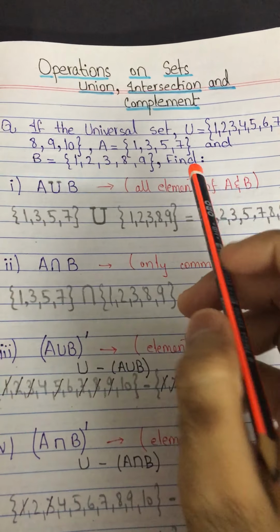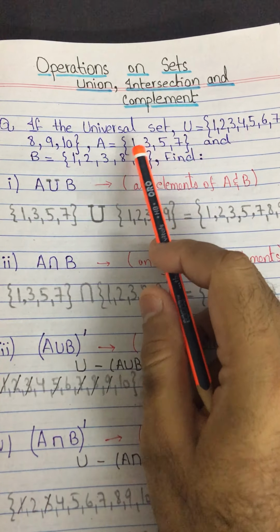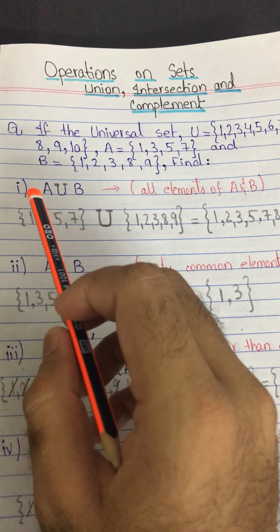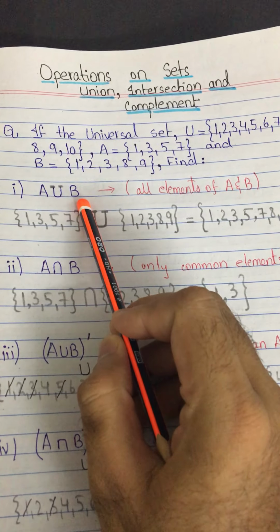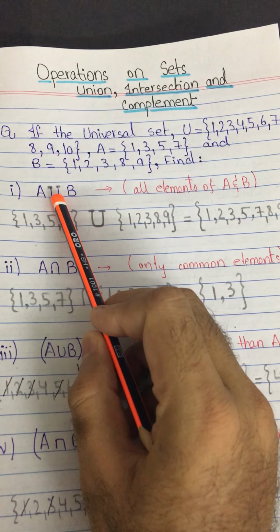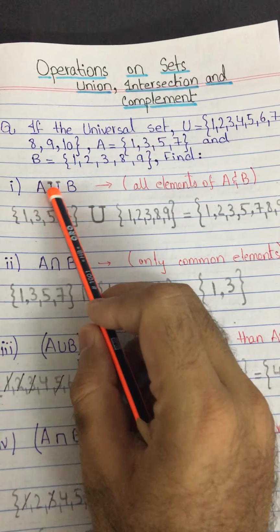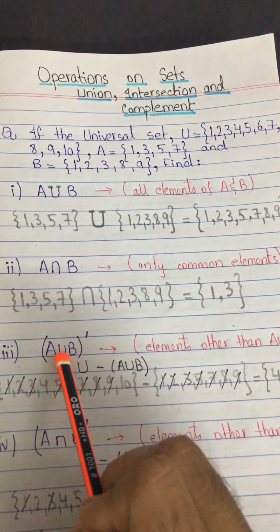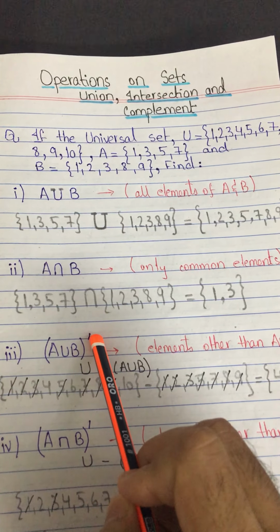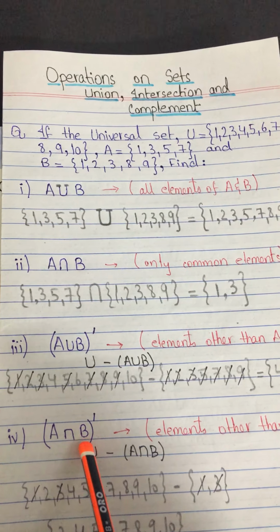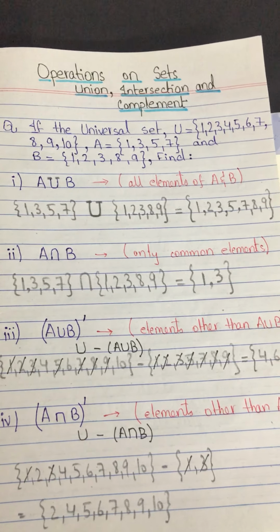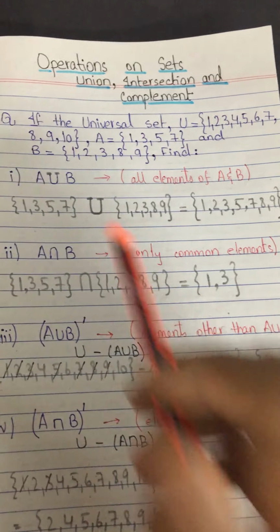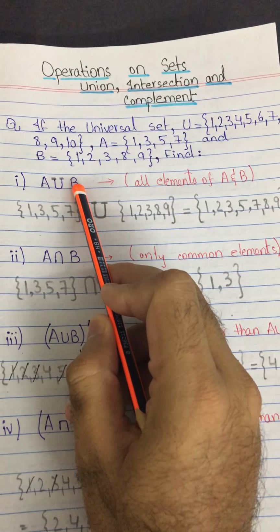So we basically have a universal set and two subsets A and B, and we are asked to find A union B. This capital U is the representation of union. A union B, A intersection B, A union B whole complement, and A intersection B whole complement. So there are four parts of the question. In the first part we are asked to find A union B.